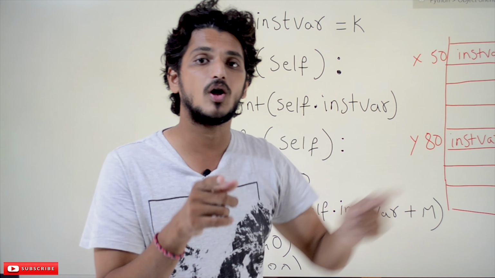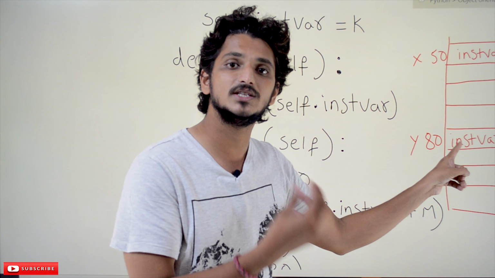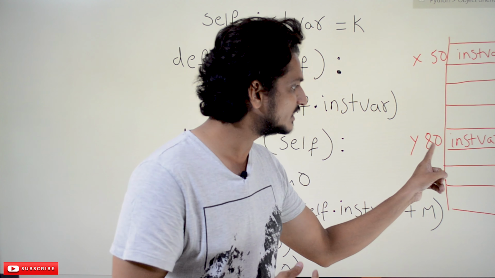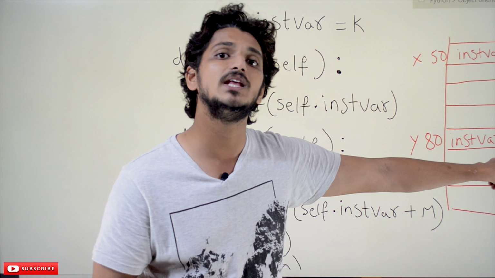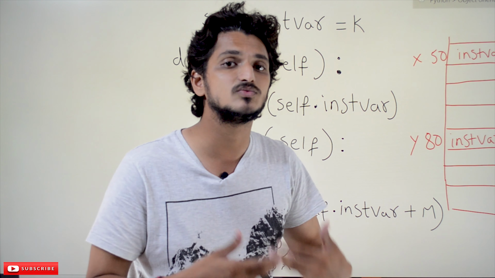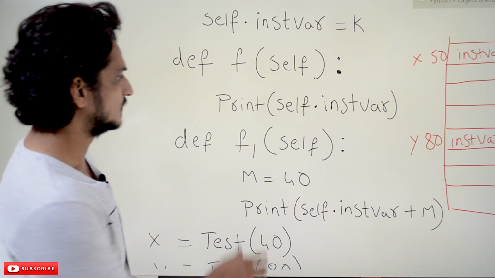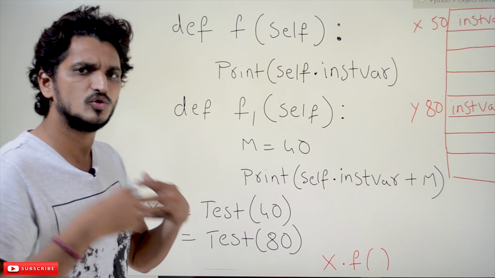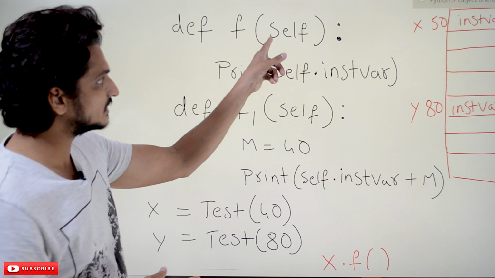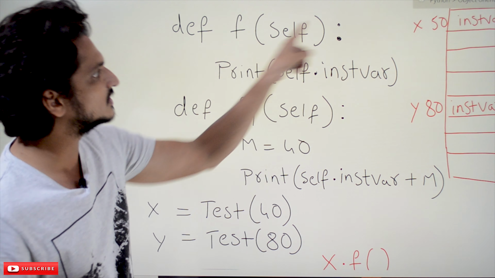If you call y dot f of, this memory location is assigned, self is assigned with 80. If you access this instavar, the value 80 will be displayed. That is why each object has its own memory location. So the first variable is self. Automatically Python, you don't have to do anything, just mention self, and Python will automatically assign this space to self.